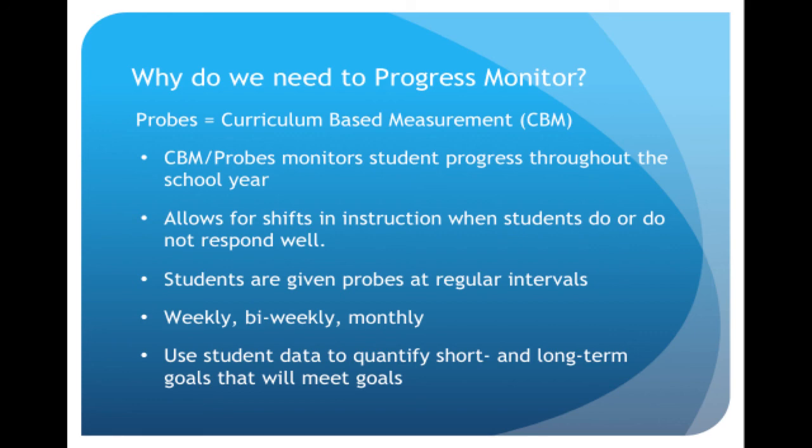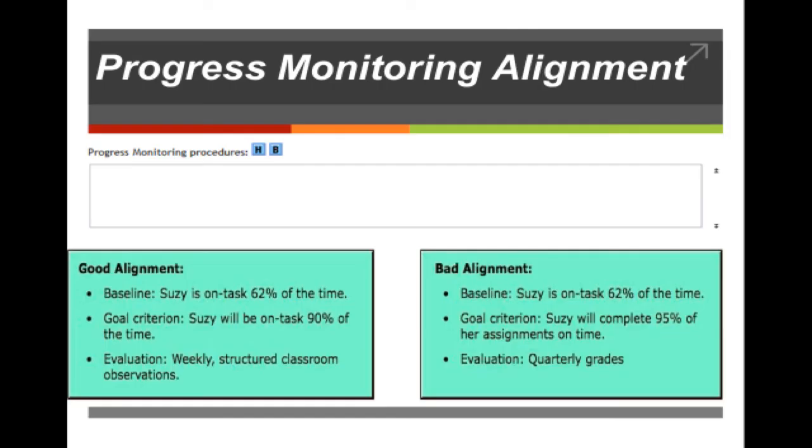Curriculum-based measures are designed to address a variety of problems and to progress monitor. In addition, behavior and social skills are also monitored in a similar manner using rubrics, observation tools, checklists, and also classroom PBIS data. It is extremely important that the PLAF, baseline, and progress monitoring procedures align. Here are some examples of good and bad alignment.